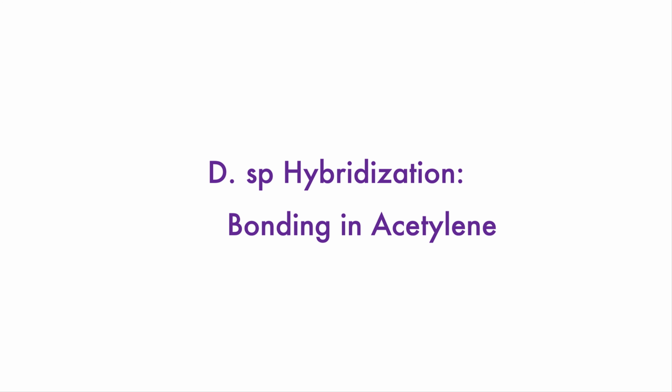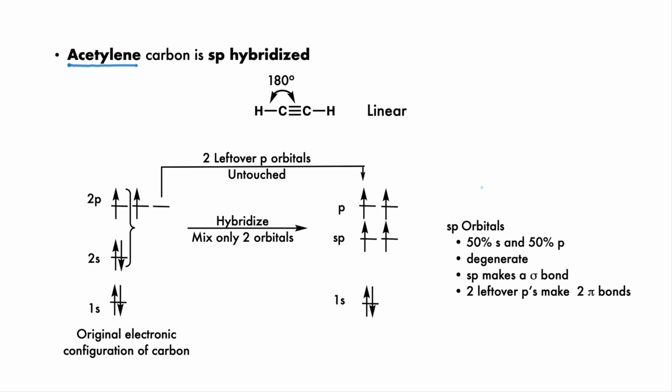Finally, we talk about the bonding in acetylene, which has a carbon-carbon triple bond and is sp hybridized. Experimentally, acetylene is a linear molecule with 180-degree bond angles. It has 2 reactive pi bonds and 1 non-reactive sigma bond. We take the 2s orbital and only one of the 2p orbitals and hybridize them to form 2 sp orbitals. We leave untouched the leftover p orbitals. Note that sp orbitals are 50% s and 50% p in character. They are identical and degenerate.